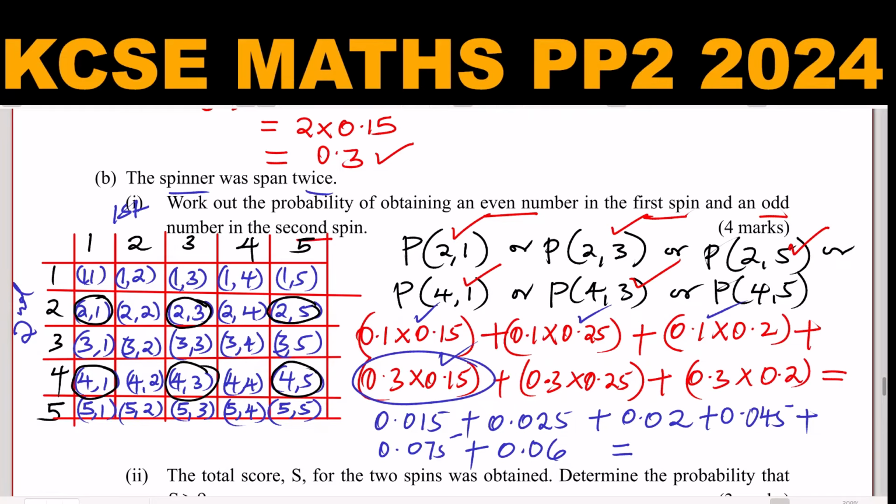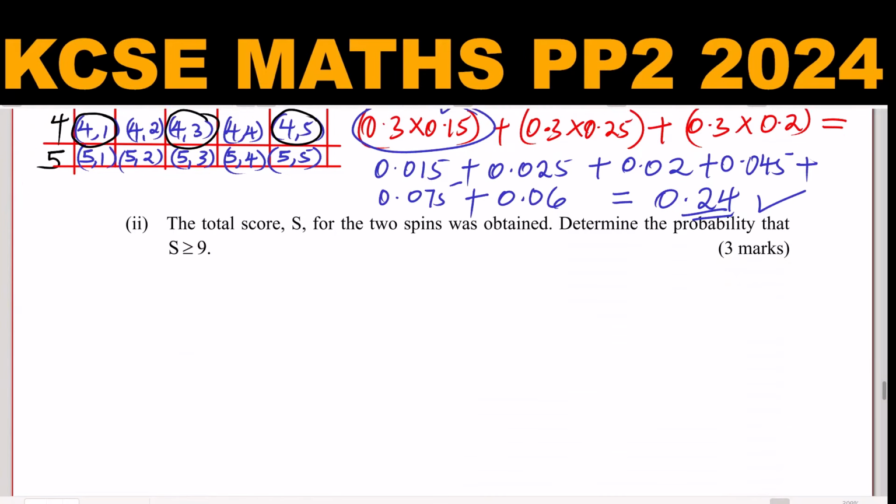So let me now add everything. When you add 0.015 plus 0.025 plus 0.02 plus 0.045 plus 0.075 plus 0.06, that will give 0.24, and that is the probability of getting an even number in the first spin and an odd number in the second spin.